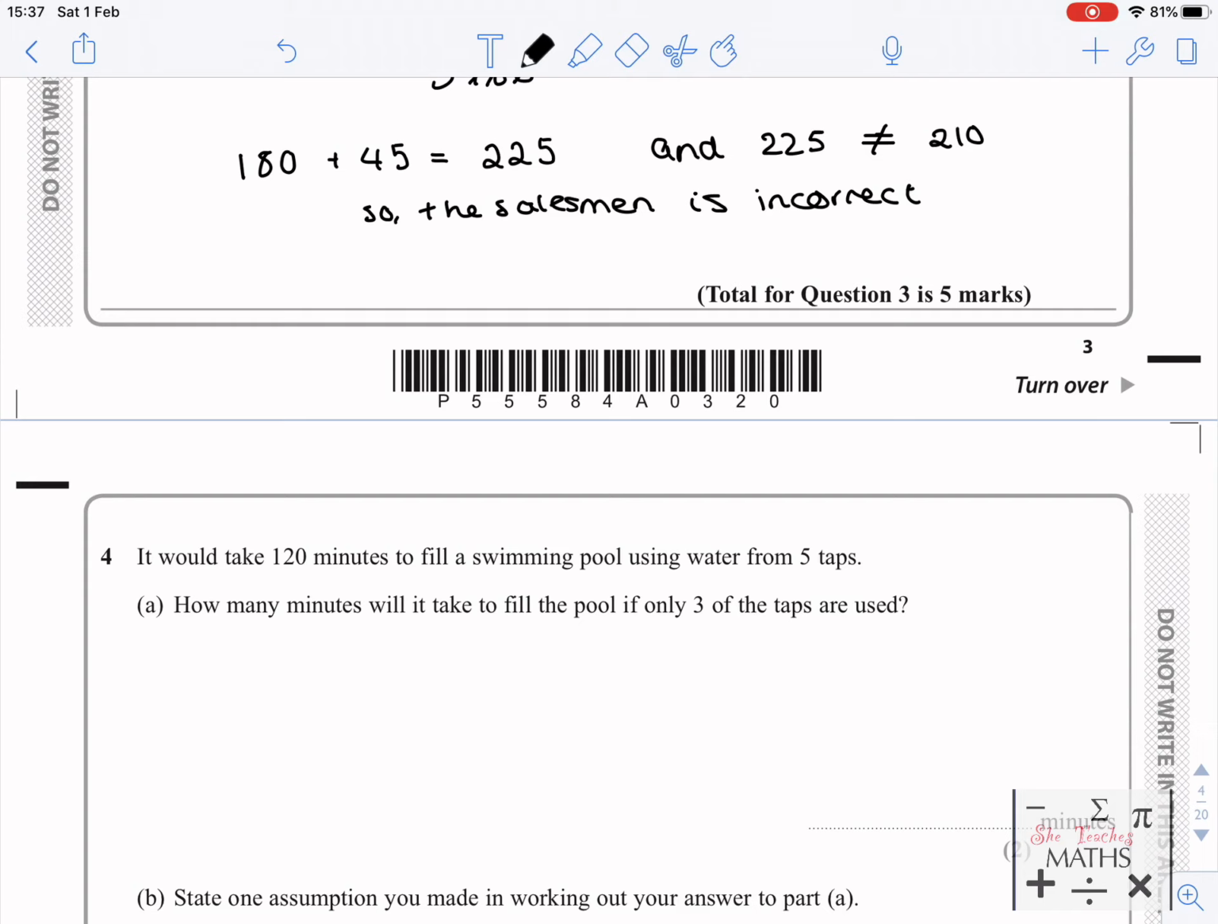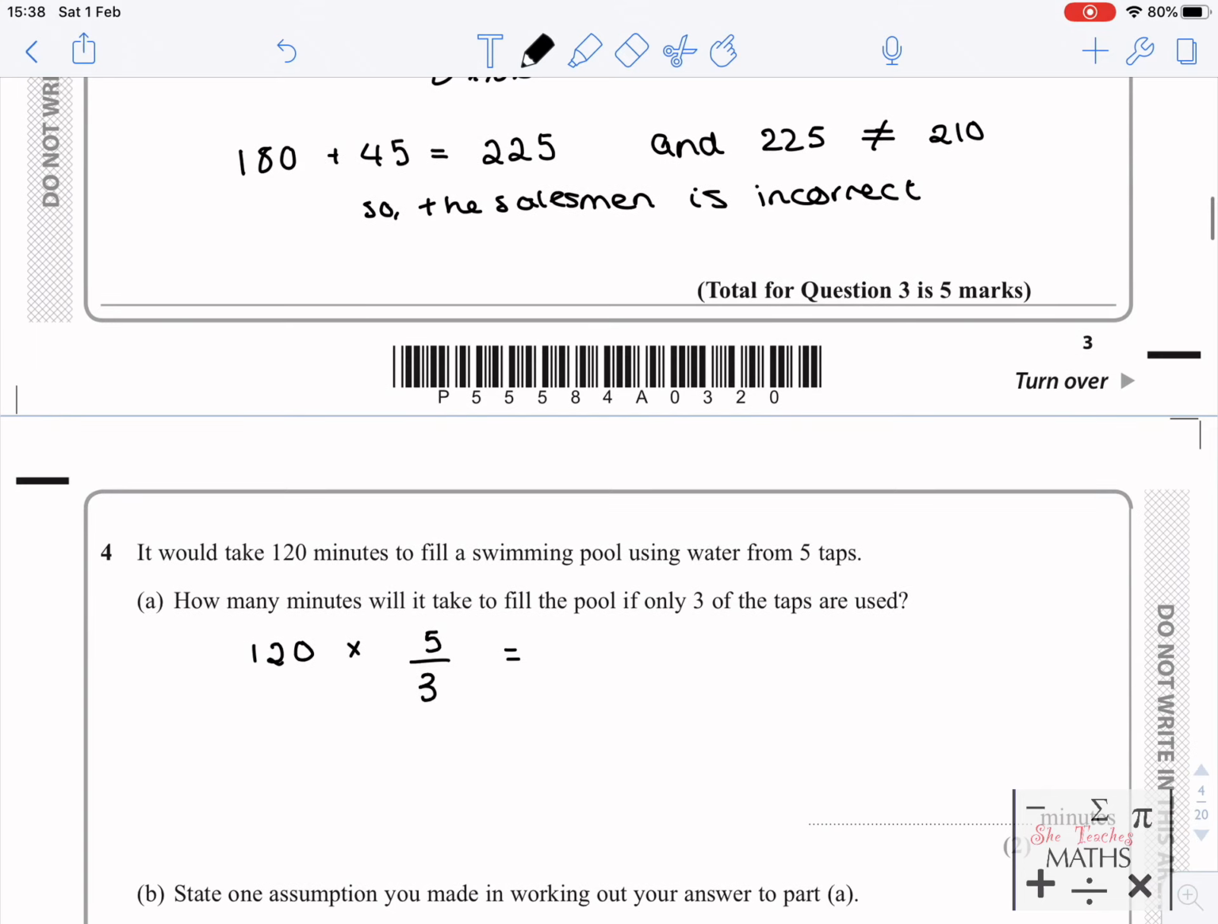So for this question, it says it would take 120 minutes to fill a swimming pool using water from 5 taps. How many minutes will it take to fill the pool if only 3 of the taps are used? So obviously, if you're using fewer taps, it is going to take longer. So you're just going to have to do 120 multiplied by 5 divided by 3. 120 times 5, which you can use the column method for. So that would be 0, 0 with 1 left over, and it would be 6. So it would be 600 divided by 3, and so the answer would be 200.